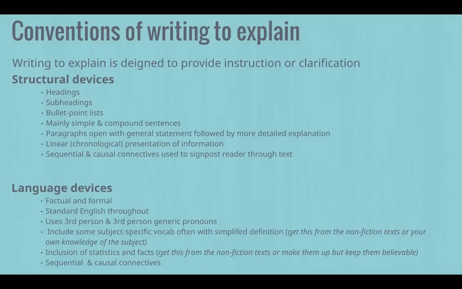Again, you will need to include some subject-specific vocabulary, but when you're using that in writing to explain, you will often also provide some kind of simplified explanation so that the reader understands what that vocabulary means, rather than filling the text full of lots of jargon that the ordinary person can't understand. Facts and statistics are important again, but remember, as with writing to inform, they must be believable, so don't make up outlandish, exaggerated things. And the sequential and causal connectives are key in writing that is designed to explain.